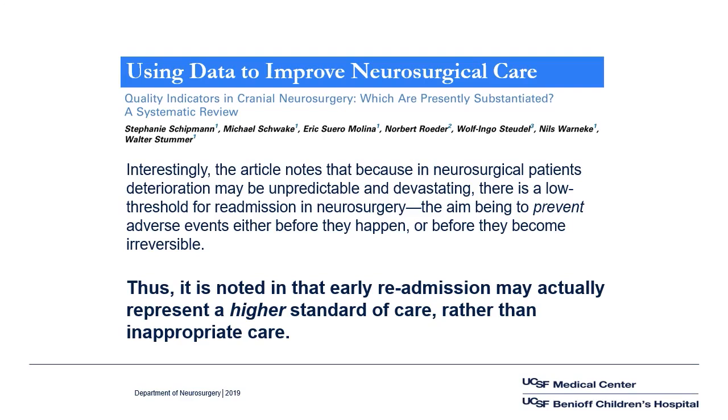Examples of metrics that may not be relevant to neurosurgery include readmission rates and length of stay, but these metrics are useful for hospital systems. Thus, it is noted that early readmission may actually represent a higher standard of care in neurosurgery rather than inappropriate care.